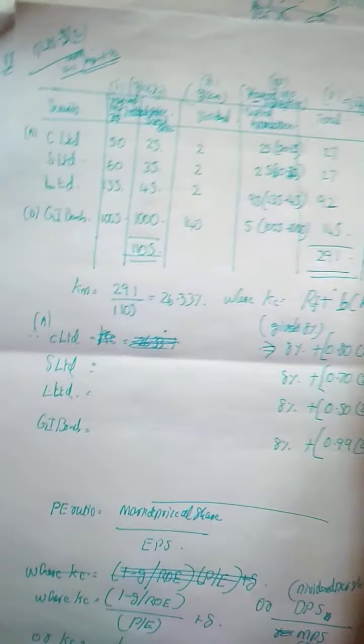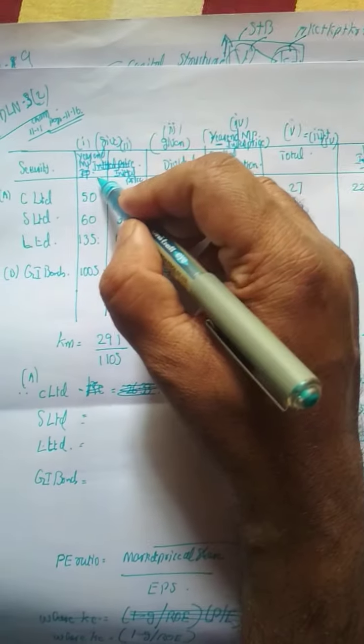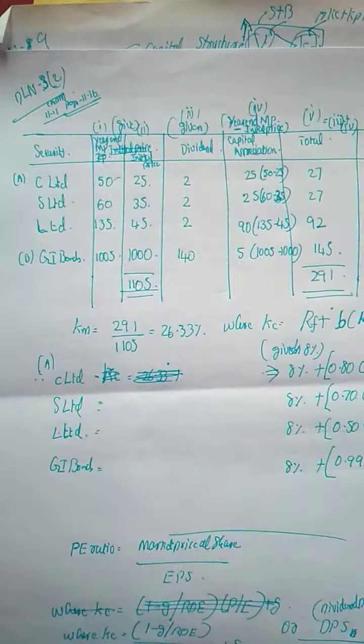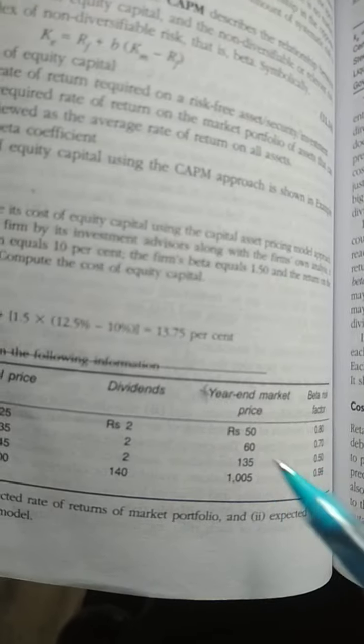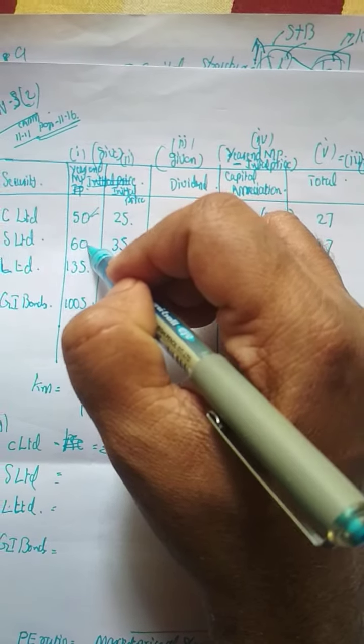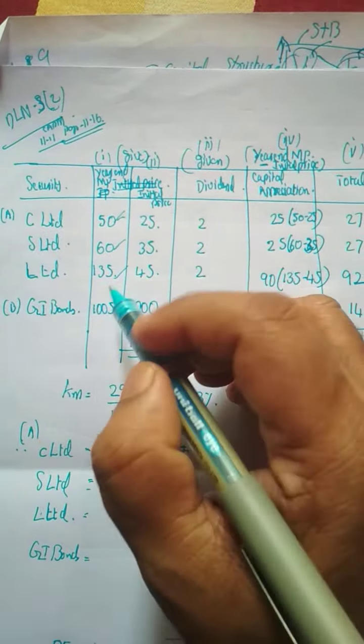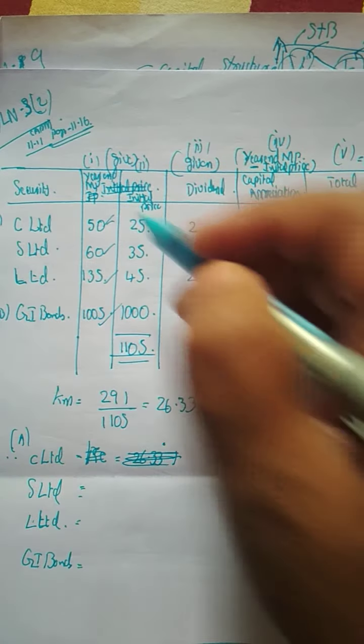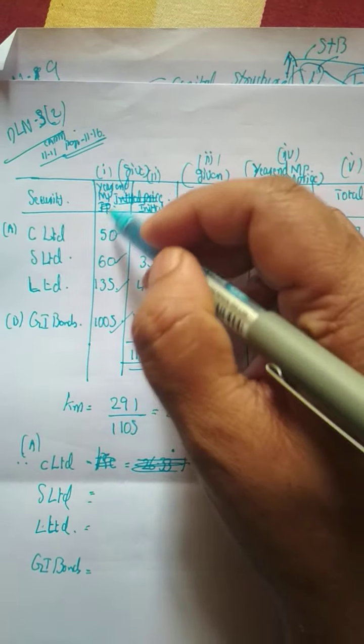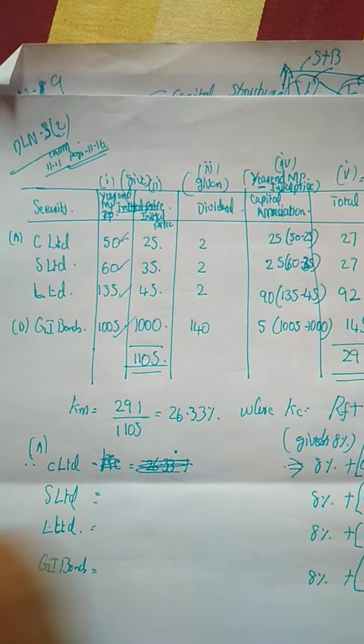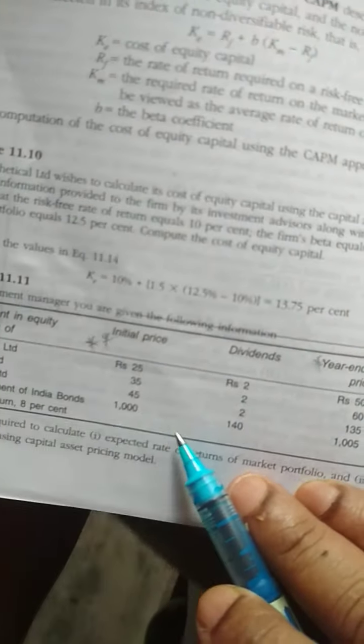So what we are going to do is that we will draw a chart. The year-end market price which is given, we will chart it first. So Cement Limited, then Steel Limited, L Limited, and Government of India bonds, year-end market price we will chart it first. Then the initial price of the shares or bond is given, that we will chart it second.